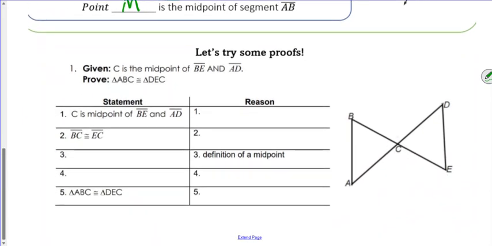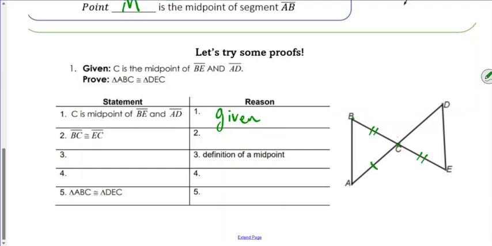Alright, now we're going to do some problems using those in a proof. So my given statement is that C is the midpoint of BE and AD. That is given to us. And I'm going to mark what that means on the picture. It's not that this information is necessarily given. I can infer this information, but none of this information is given. I'm just going to mark it on the picture so I know it for later. Well, if it's the midpoint of BE, that means this segment is congruent to this segment. BC is congruent to EC, which is actually our second statement there.